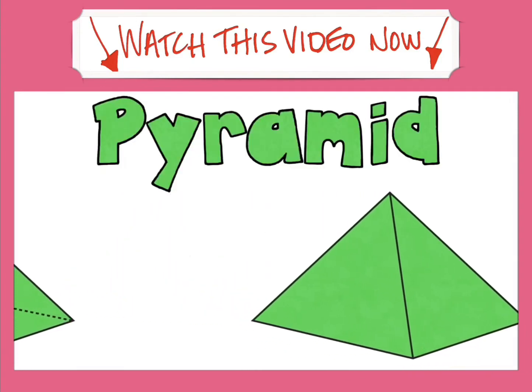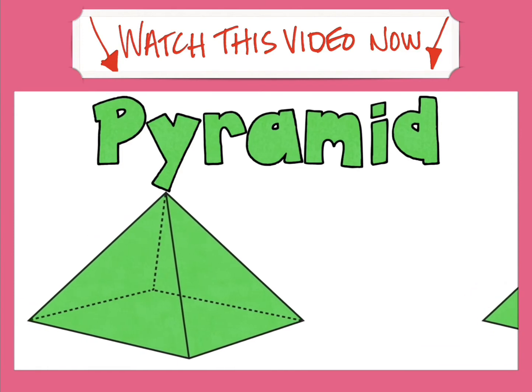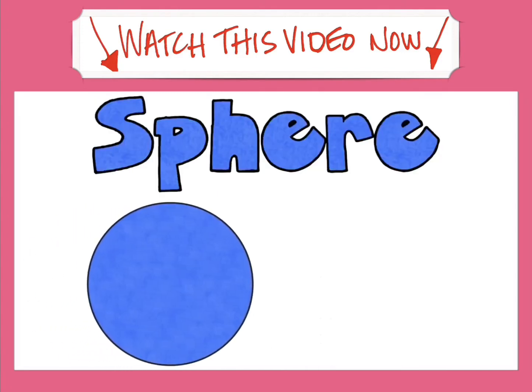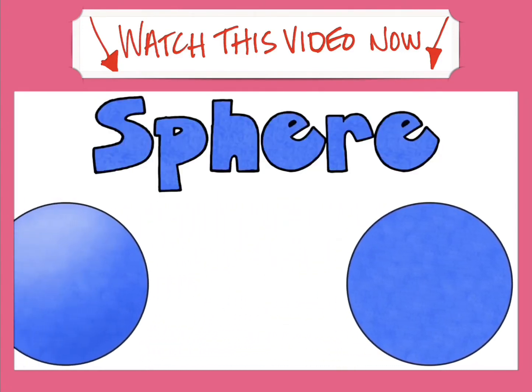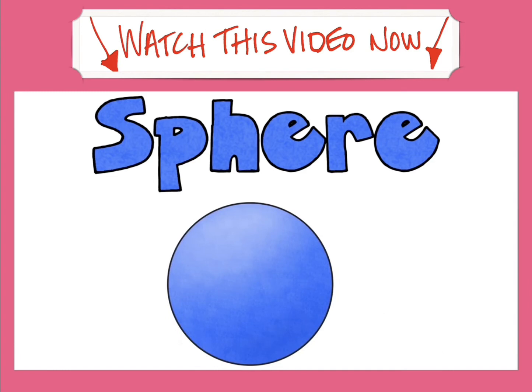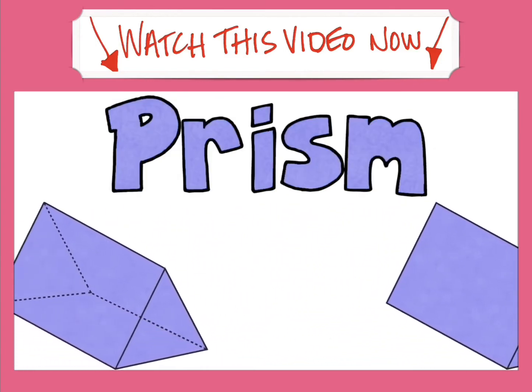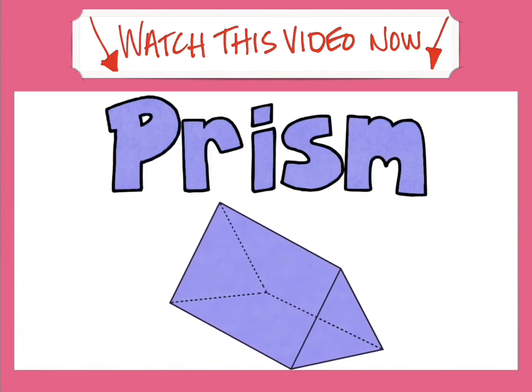Pyramid. A pyramid is a solid object with a flat bottom. The sides are triangles which meet at the top. Sphere. A sphere is a solid object shaped like a ball. It has no edges or corners. Prism. A prism is a solid object that has 2 identical ends and all flat sides.